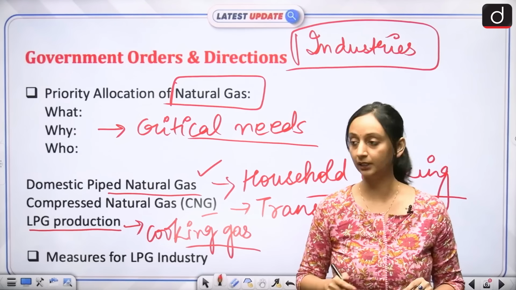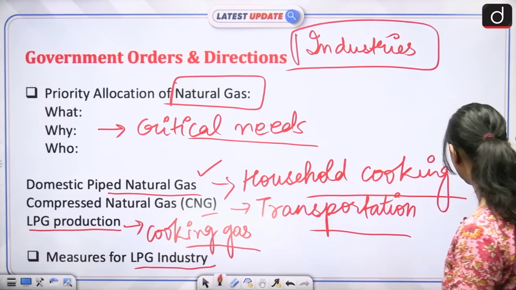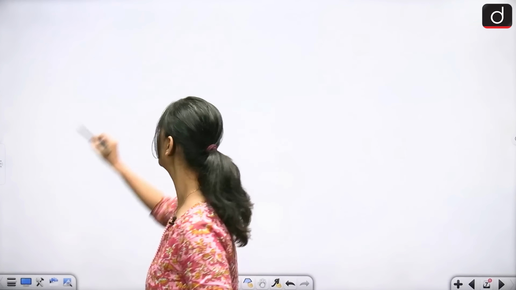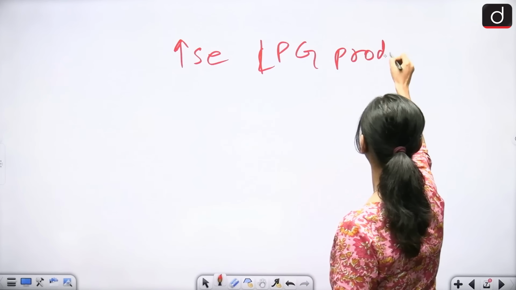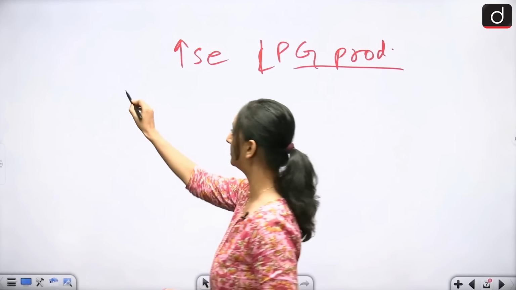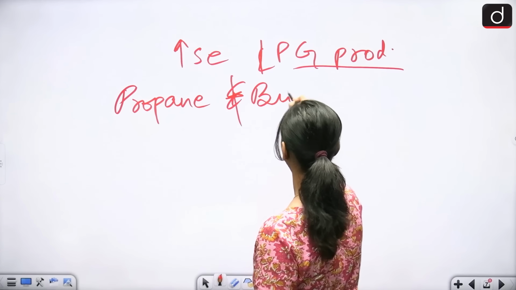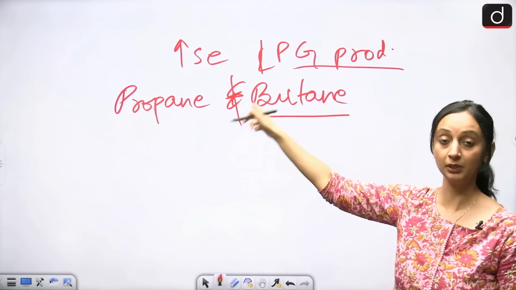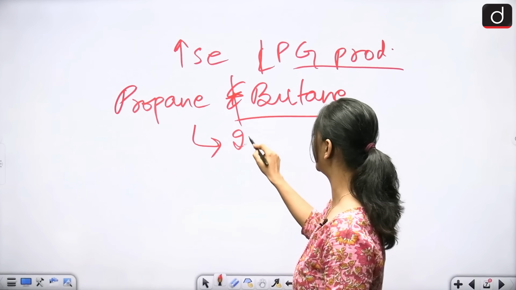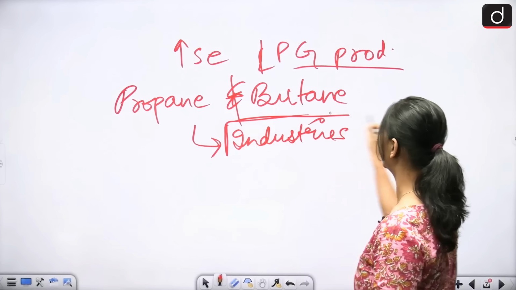That is why certain directives have been given for the LPG industry. Certain measures are being taken for the LPG industry, that all these refineries and petrochemical units have to increase their LPG production. And how will they do that? For that, it has been directed that propane and butane will now be diverted only for LPG production, which means it is not going to be available for industrial use at the moment. It is not going to be available to the industries temporarily.